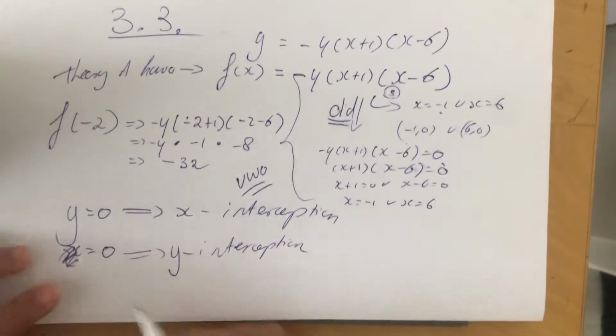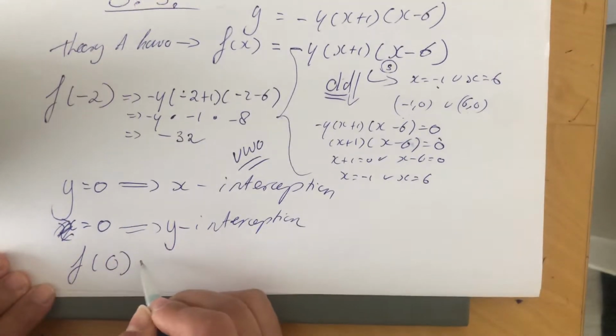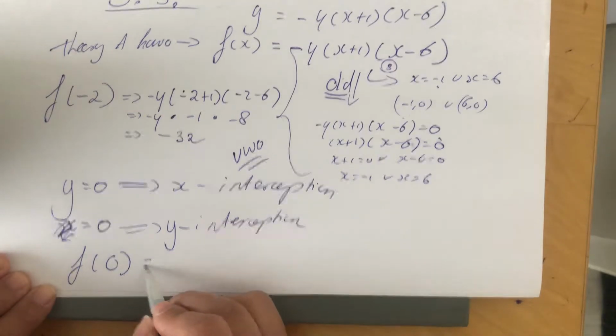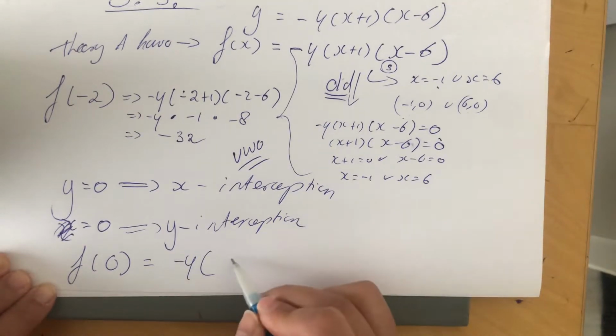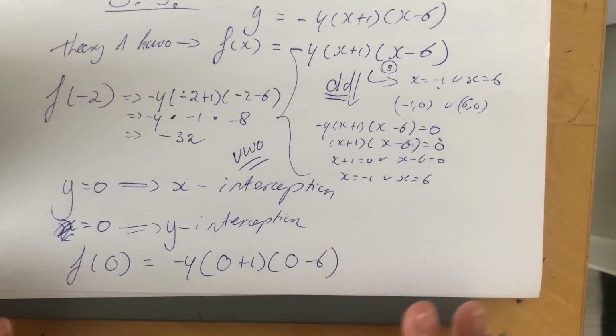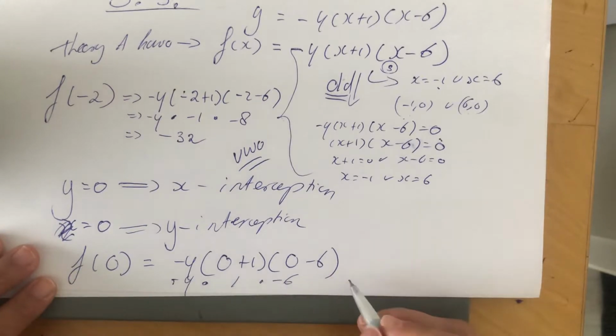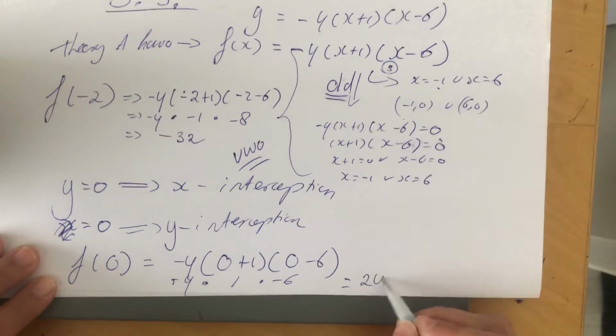x is going to be 0. In this case, you fill in f(0) into your formula and then you get -4 times (0 + 1) times (0 - 6). Please grab the calculator. You get -4 times 1 times -6. You will get positive 24.